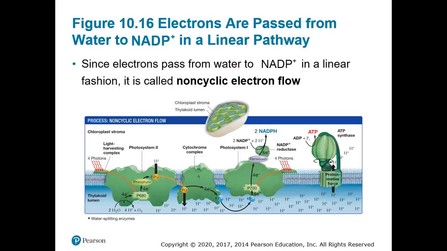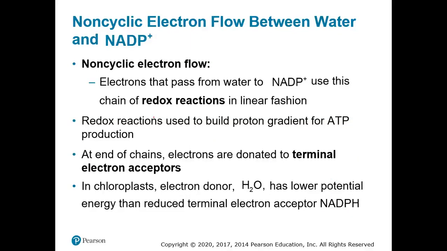Now, we call this flow of electrons a non-cyclic electron flow, right? Because it's not a circle. We don't reuse those same electrons at the end of the day, right? They don't come back to photosystem 2. They progress in a nice straight line from photosystem 2 all the way to our electron carrier, which will take them somewhere else. So it's not a circle. They don't get reused.